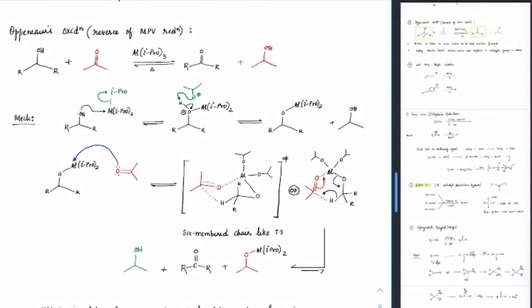But here it's a completely reversible mechanism. You can start pushing the reaction again by increasing isopropanol. So if you increase the excess amount of isopropanol, we will push the reaction back to the reactant side. So that would be MPV reduction. Okay.